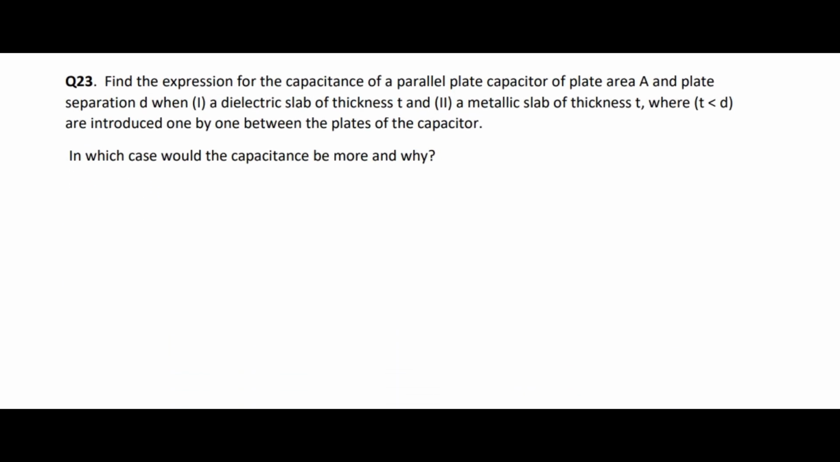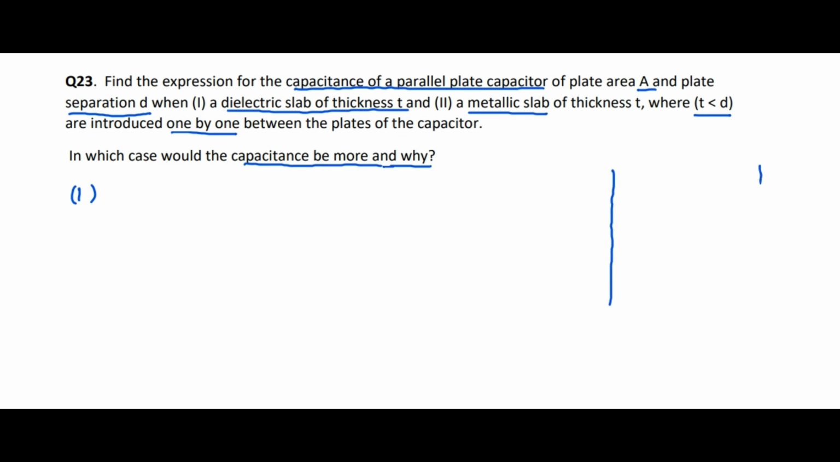Find the expression for the capacitance of parallel plate capacitor of area A and a plate separation D when a dielectric slab of thickness T and a metallic slab of thickness T, where T is smaller than D, are introduced one by one between the plates of the capacitor. In which case would the capacitance be more and why? First of all, I am taking the first one, whenever dielectric is introduced between the plates of capacitor.